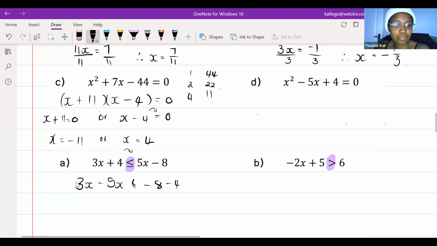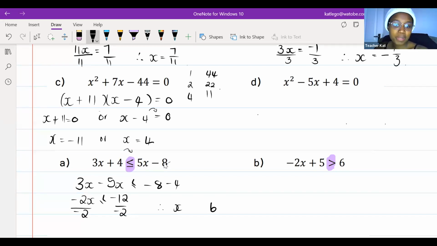Negative 2x is less than or equal to negative 8 minus 4, which is negative 12. Okay, now what? And then we divide by negative 2 on both sides. We divide by negative 2, divide by negative 2. Therefore, x is less than or equal to 6.